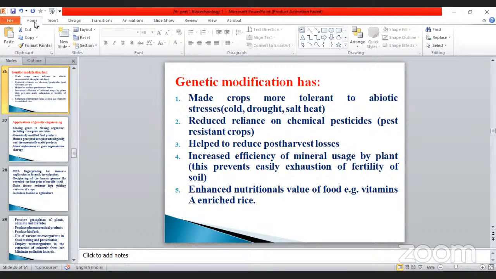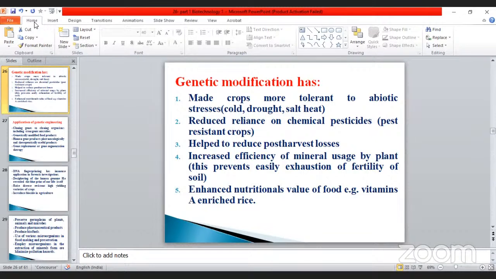This prevents the easy exhaustion of the fertility of the soils. This is also very dangerous. Okay, and go to the last one: enhance the nutritional value of food also.